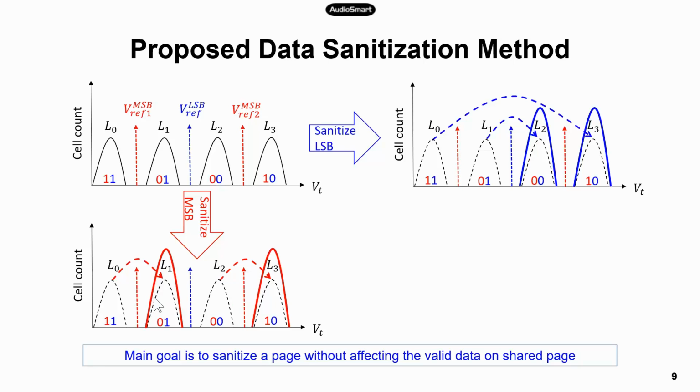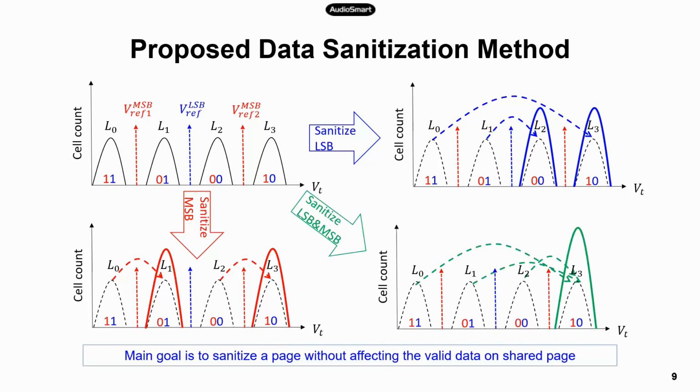For our MSB sanitization method, what we can do is move L0 to L1 and move L2 to L3. For L0 to L1, you can see that the LSB bit remains the same, but the MSB bit flips from 1 to 0. In L2 to L3, the LSB bit remains the same, but the MSB bit flips from 0 to 1. Therefore, after MSB sanitization, LSB data will remain the same, but the MSB data will be the inverse of the LSB data.